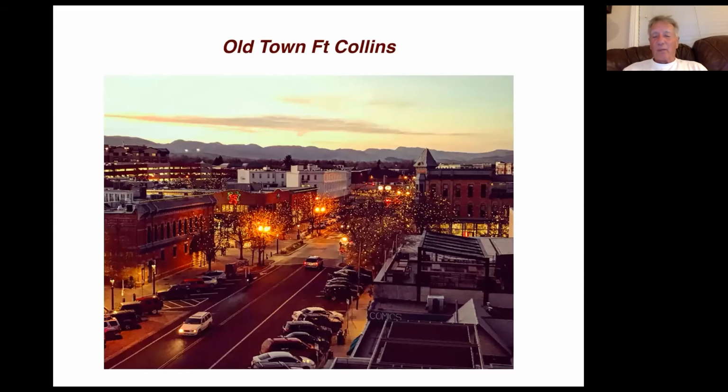I don't like it much in February when it's cold, but being from Texas, but just a great place. Old Town Fort Collins, a number of boutique restaurants and bars, just a fun place to be. So would encourage you to look at that.